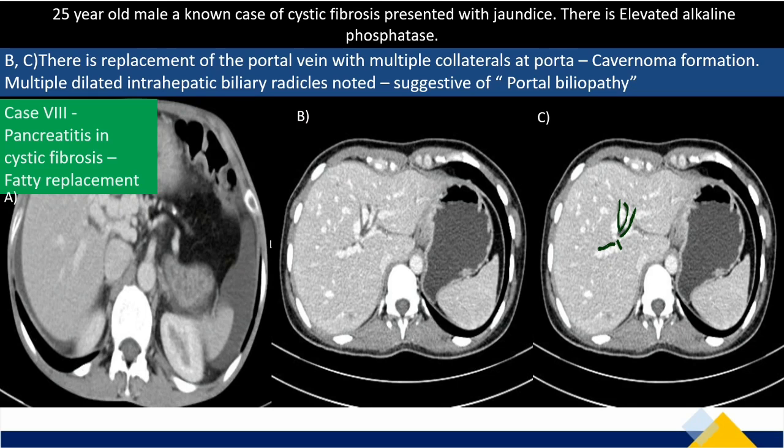25-year-old male, a known case of cystic fibrosis, presented with jaundice. There is elevated alkaline phosphatase. In the first image, we can see there is fatty replacement of the pancreas. We can also see multiple dilated venous channels at the porta, suggestive of portal cavernoma formation. In the second and third images, we can see dilated intrahepatic biliary radicals. So these features are suggestive of pancreatitis with portal cavernoma formation and portal biliopathy in a case of cystic fibrosis.